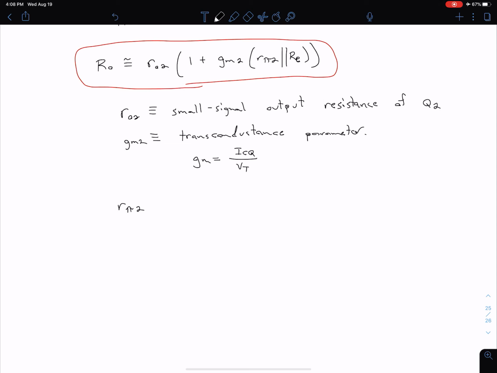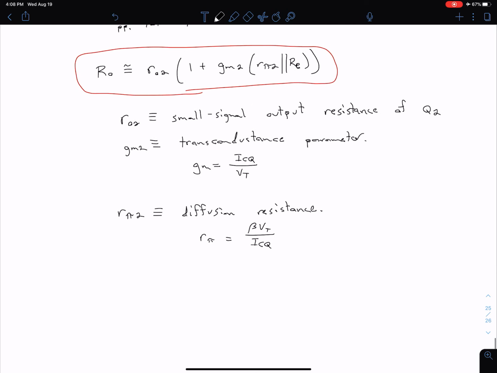Our r pi 2 is what we call our diffusion resistance. If you recall our small signal equivalent circuit, this is basically the input resistance at our base-emitter. And as we had found in a previous class, our diffusion resistance is equal to beta VT divided by ICQ, where again VT is thermal voltage and ICQ is our quiescent collector current.